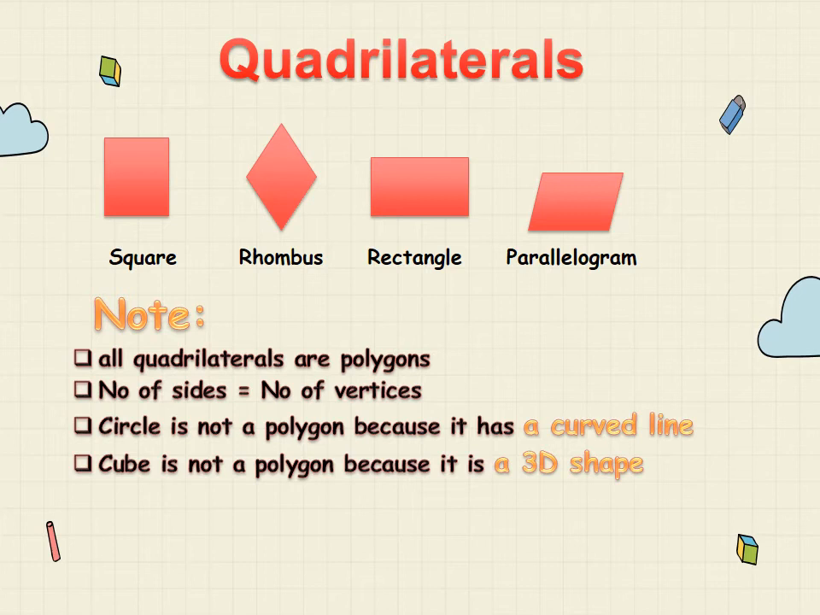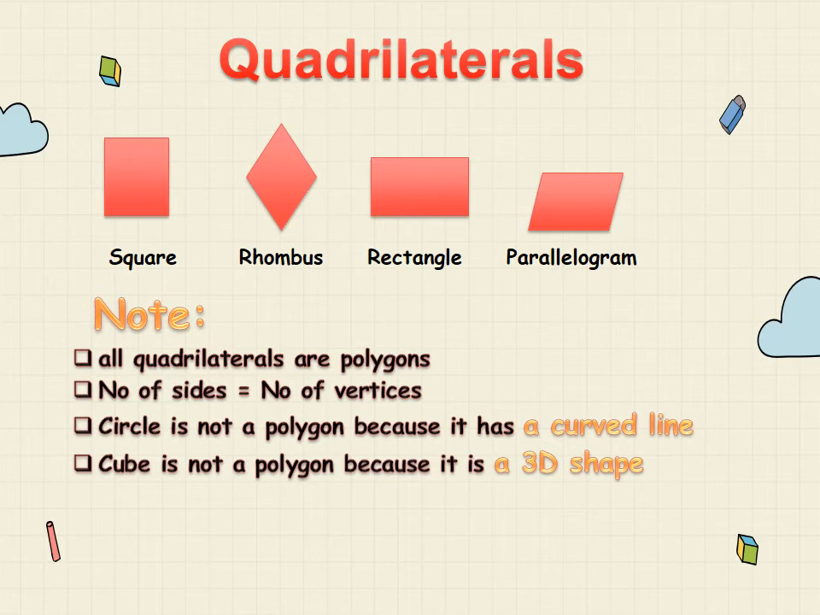What are quadrilaterals? Quadrilaterals are polygons that have 4 sides. So any polygon that has 4 sides is called a quadrilateral. Okay, let's read this note together. The first quadrilateral here is a square, and next one is rhombus, then rectangle, and the last shape is parallelogram. Okay, let's read these notes.